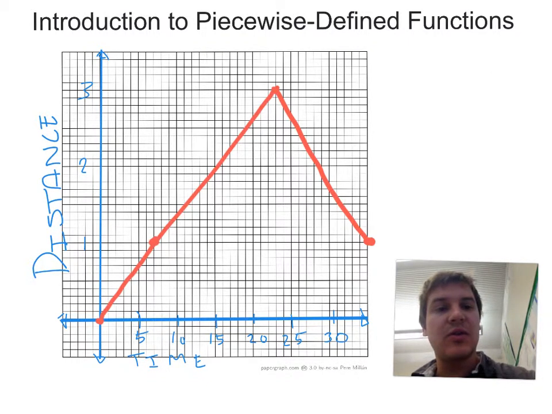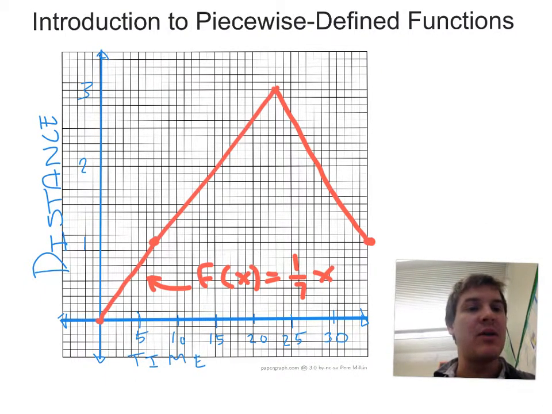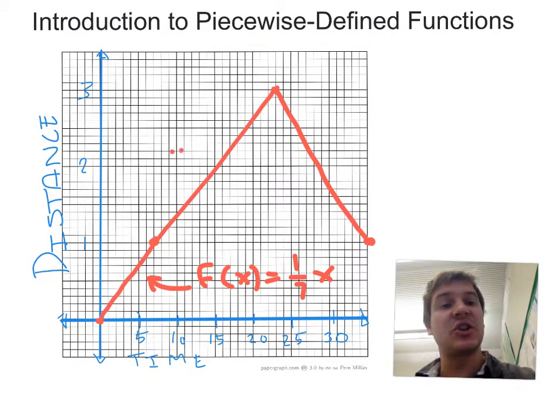So in this section, my function would be f of x equals 1/7 x. Up 1 mile over 7 minutes. And let's just look at slopes.